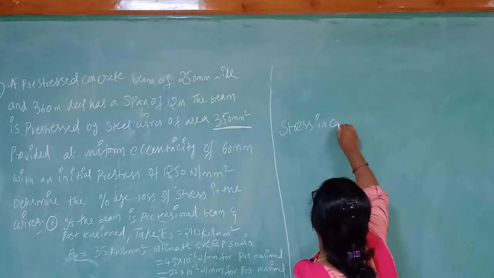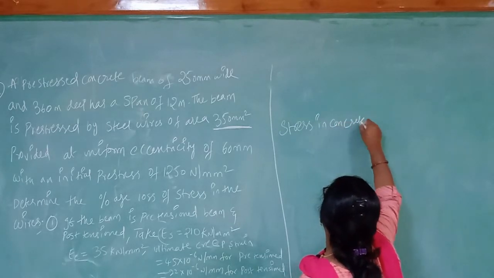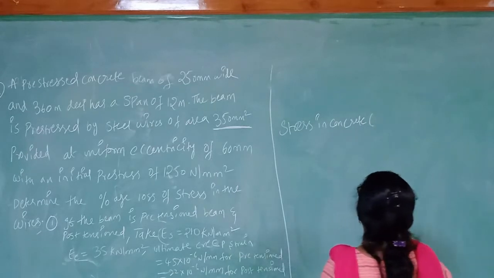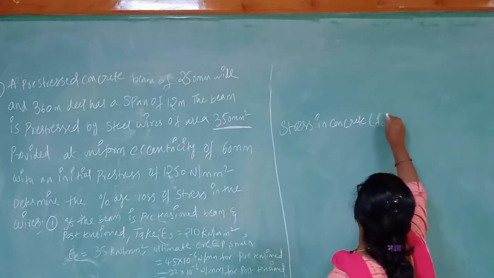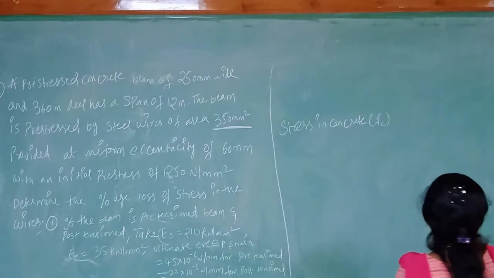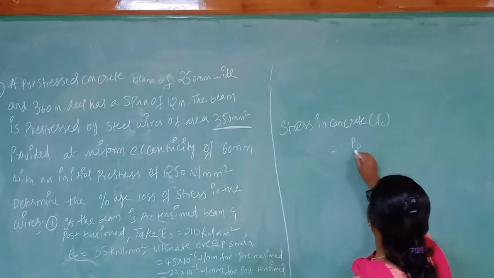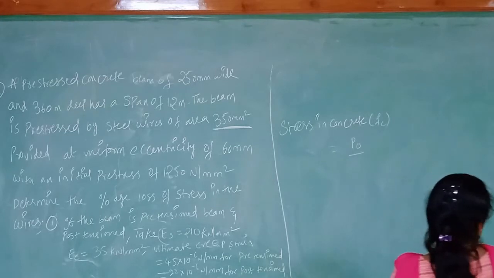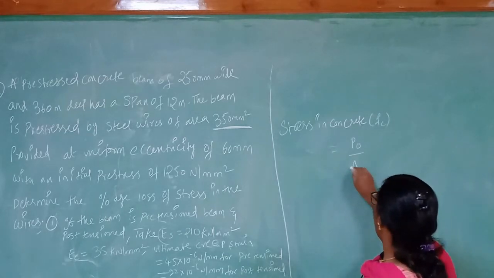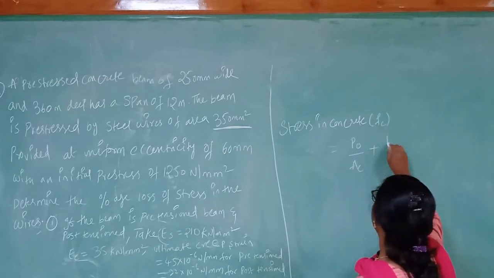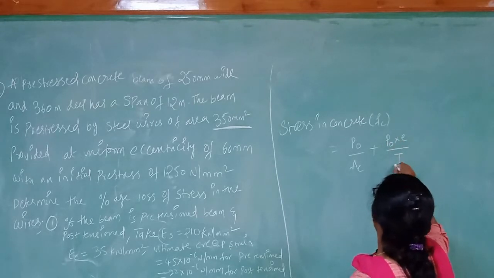Stress in concrete. So what will be the stress in concrete? That will be your fc. So what is the fc value? It is P naught by the area of the concrete, plus P naught into the eccentricity by I.